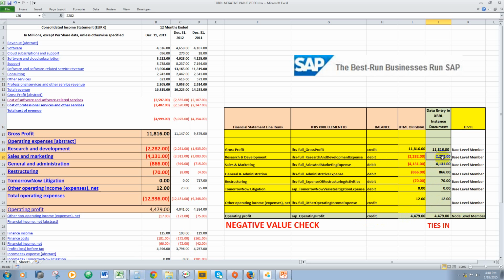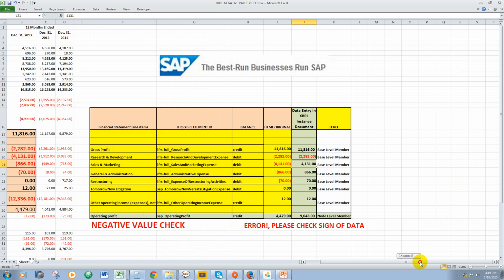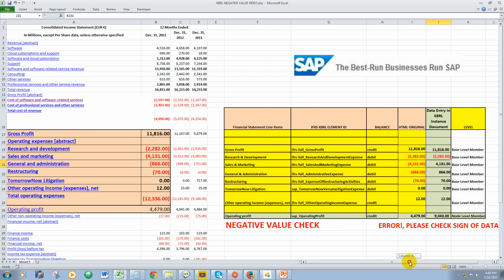So let us make it minus 2282, and we see that the validation control immediately has thrown up an error. It says please check sign of data. So this is exactly what happens when we key in the numbers in a calculation relationship negatively. We can have validation controls like this to make sure that we are not keying in negative numbers unless it is necessary to do so in a calculation relationship. And so this is how we can do a check.